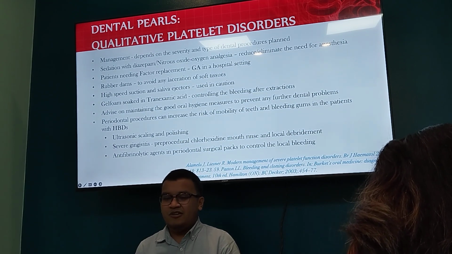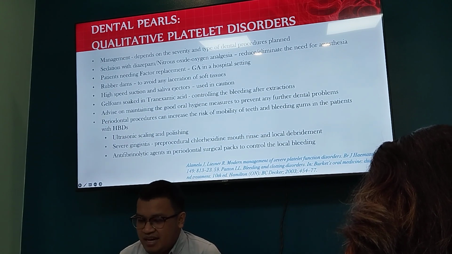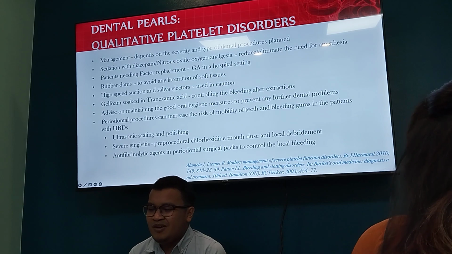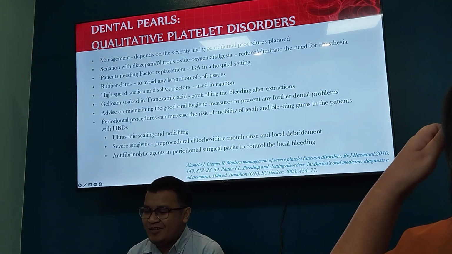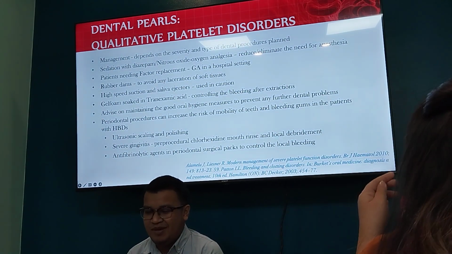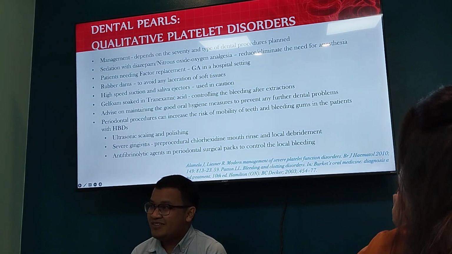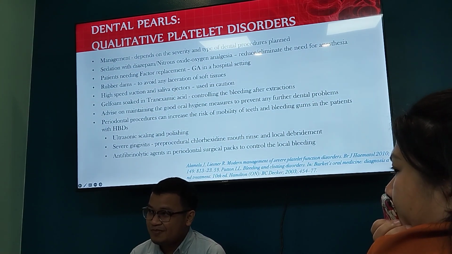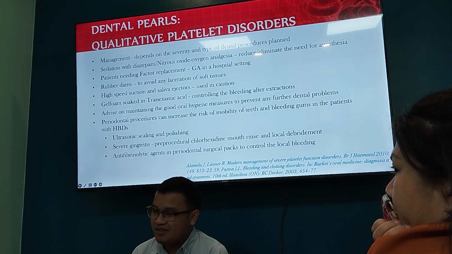Alright, thank you. Alternative techniques, including sedation with diazepam, do you do this? Or nitrous oxide-oxygen analgesia can be employed in the OR, I guess, Doc? Our sedation, Doc, is with an anesthesiologist, moderate to deep sedation.